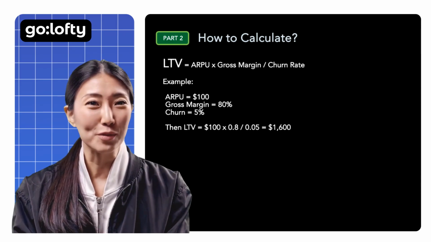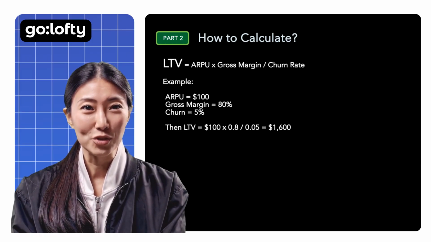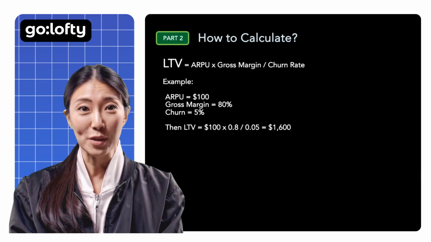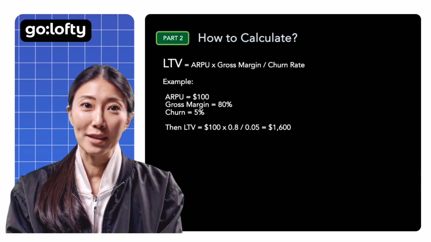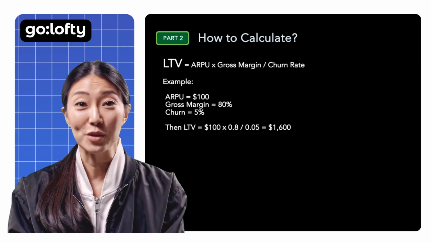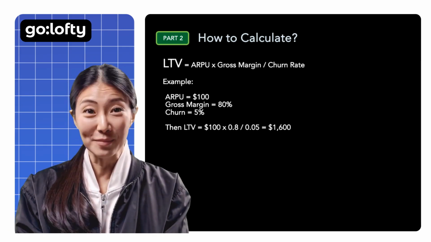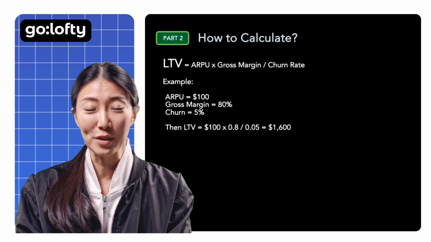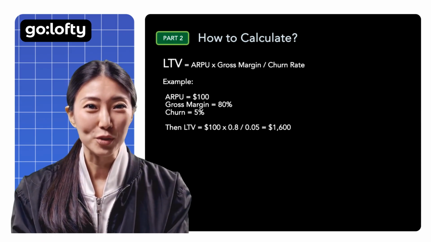Now, plug those numbers in. LTV = $100 x 0.8 / 0.05 = $1,600. That means, on average, each customer brings in $1,600 in gross profit before they churn. This is exactly the kind of number investors love, because it helps them understand your long-term revenue potential and pricing power.